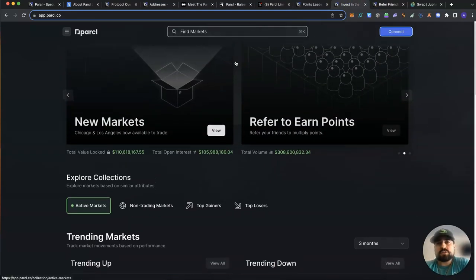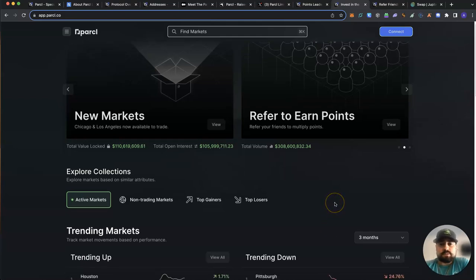So here's the actual app. Again, before I even go to this, you can't have a US-based IP address. So if you're in the US, you could use something like a VPN, or if you're out of the United States, you can trade freely as well. They do this because it's decentralized and a number of different reasons.